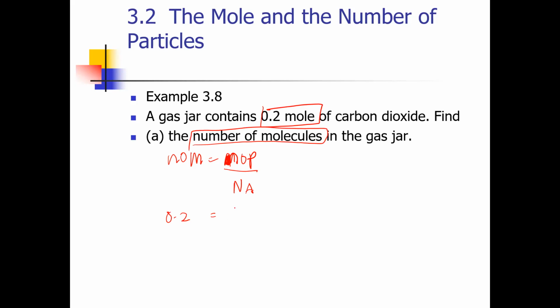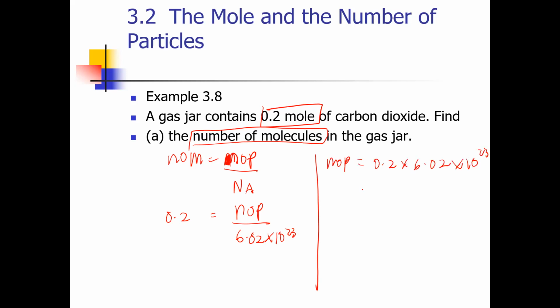Okay, so I'm going to put number of particles here, over... and you know by now, my Avogadro constant, 6.02 times 10 to the power of 23. Close your eyes also, you can memorize that. So I want to find my number of particles, which equals 0.2 times 6.02 times 10 to the power of 23. You should be getting 1.204 times 10 to the power of how many, class? 23.